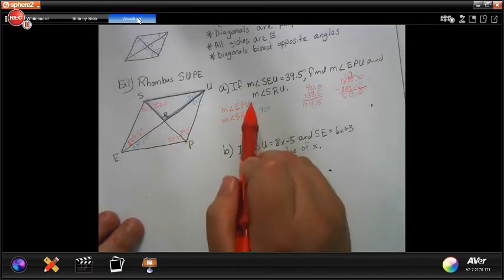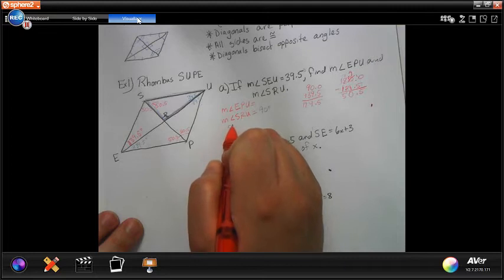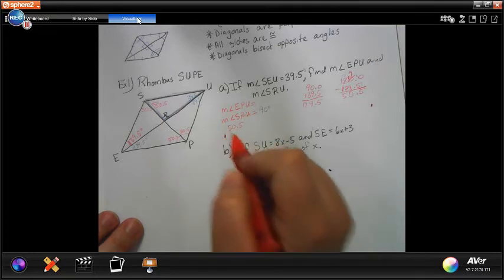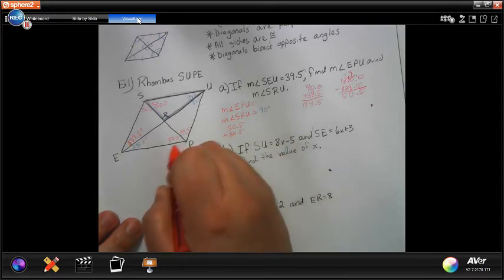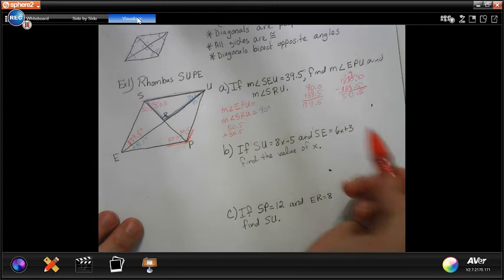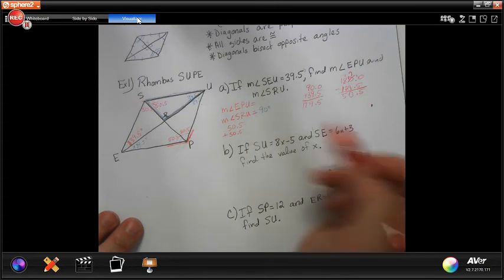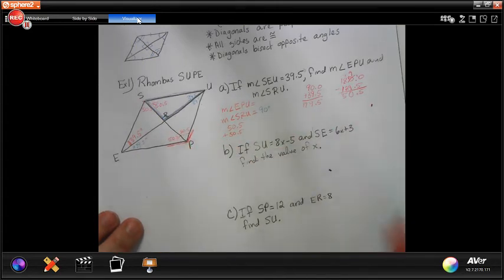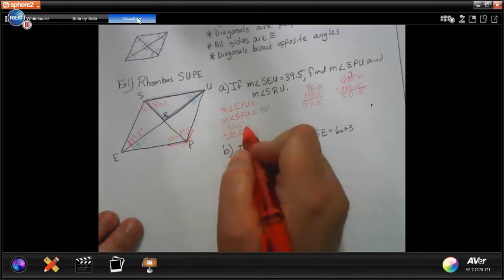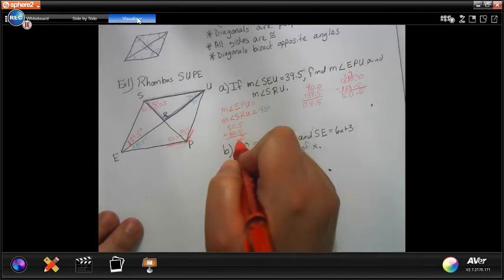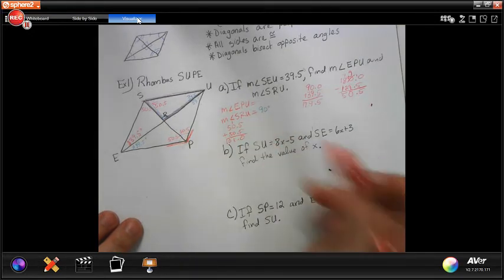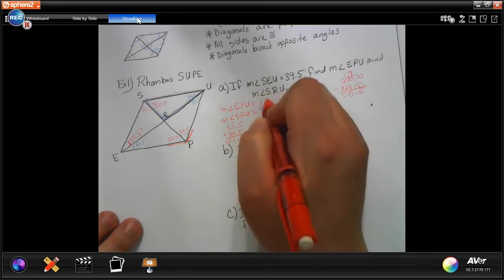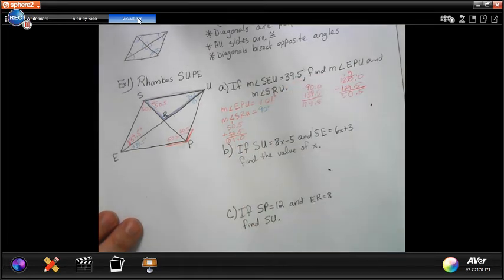So measure of angle EPU is 50.5 plus 50.5. EPU is the whole thing. So we have to add those together, or you could times 1 by 2. 5 plus 5 is 10. So that makes that a 1. And 5 and 5 is 10. 101. So measure of angle EPU is 101 degrees.